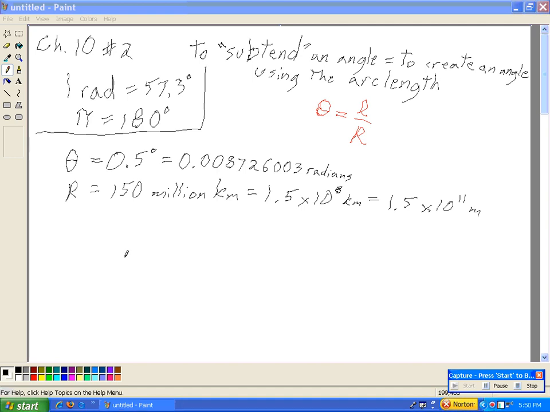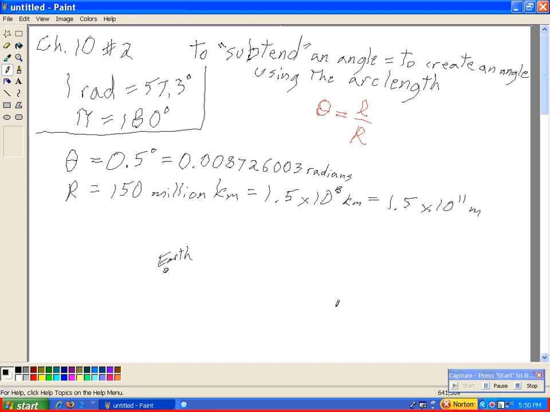This is chapter 10, number 2. The wording is very hard to understand in this question, but essentially this is what's going on. We have the Earth here. So there's Earth.